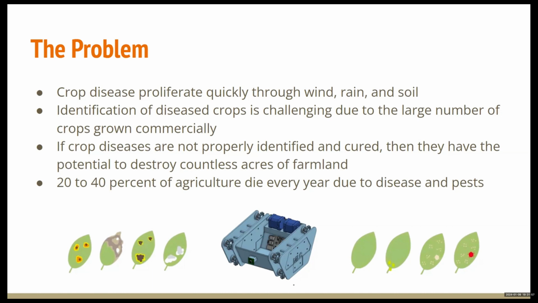And if the crop diseases are not properly identified and cured, the diseases themselves have the potential to destroy countless acres of farmland. And this is extremely detrimental to crops as a whole, as shown in a recent statistic by the U.S. government that stated that 20 to 40% of agriculture dies every single year due to disease and other pests.